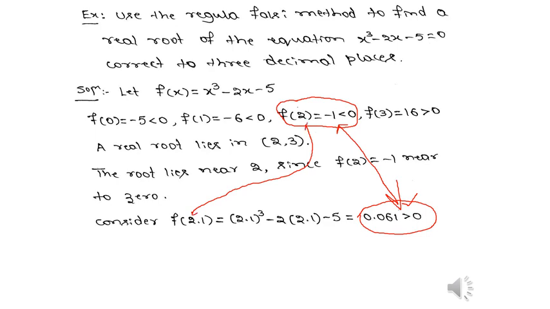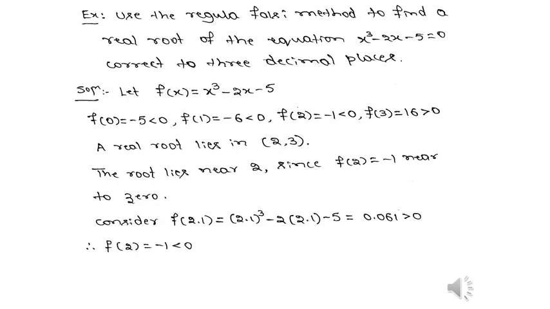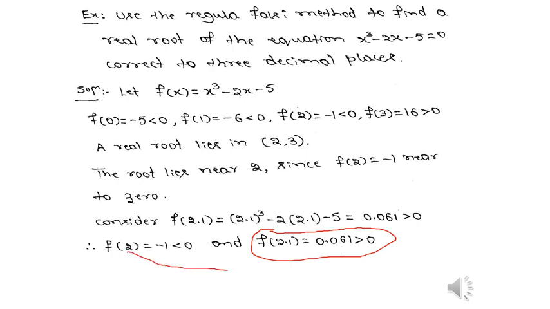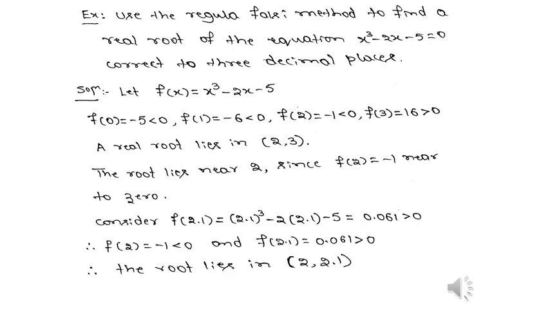So this is the next conclusion. Now let us write it. Therefore, f of 2 is less than 0, which is what we have written here. And the other thing we just got, f of 2.1 is positive. So one is negative, another is positive. So we can conclude that our root lies between 2 and 2.1. Now we go for the Regula-Falsi formula and find one more new root between 2 and 2.1.